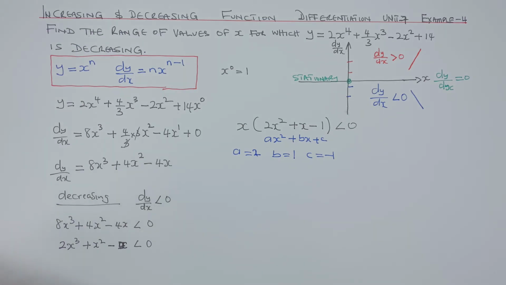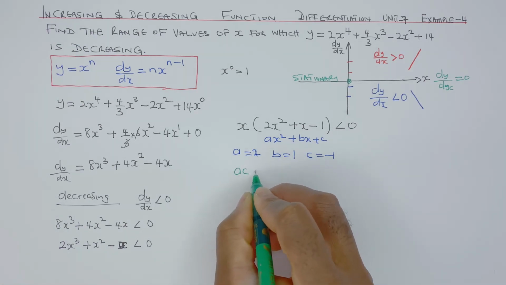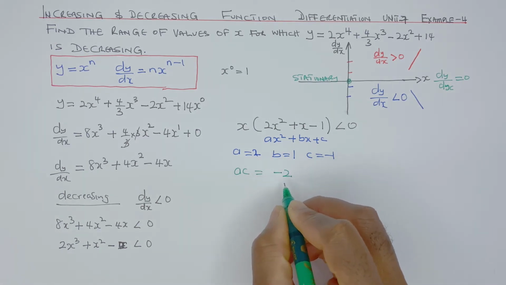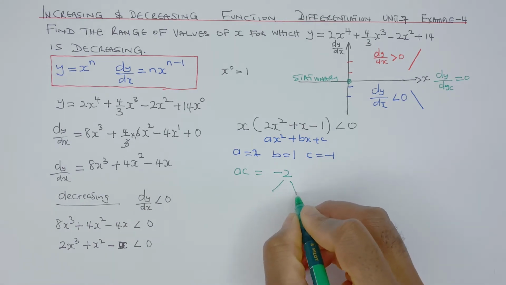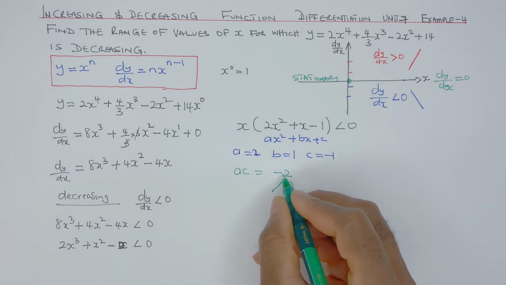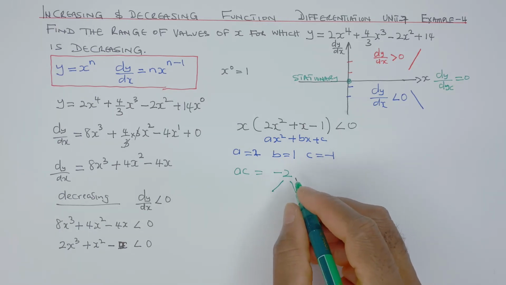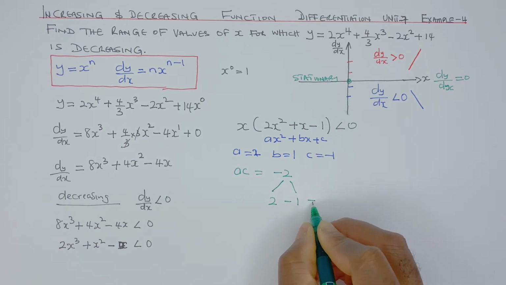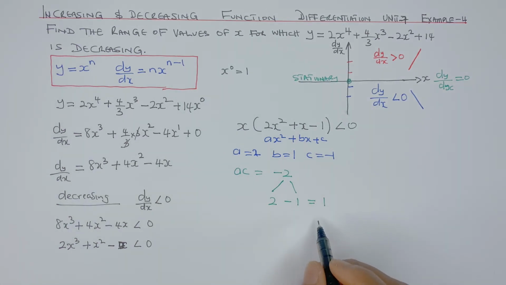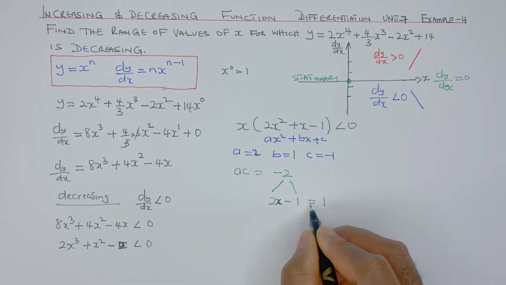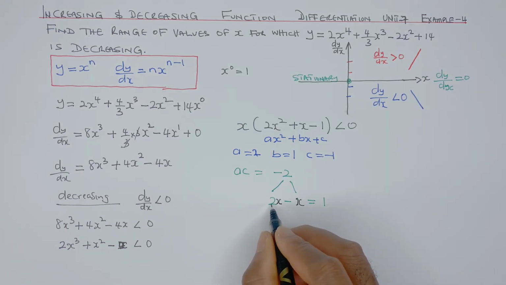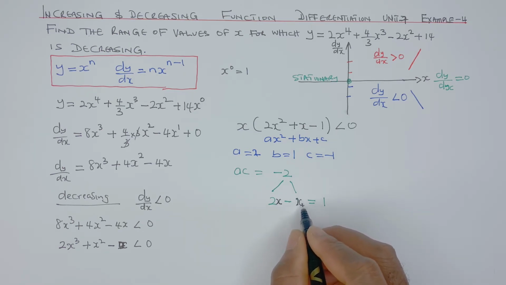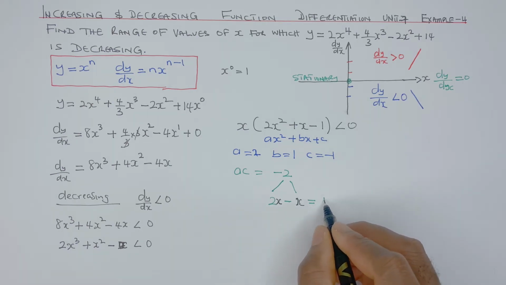When you're factorizing, I need to find ac. So ac is 2 times minus 1, that's minus 2. I need two numbers whose product is minus 2 and whose sum is 1. So 2 and minus 1 should equal 1 when you add them together. So all I need to do is put x here and x here. 2 times x is 2x, minus 1 times x is minus x, and 2x minus x is x.